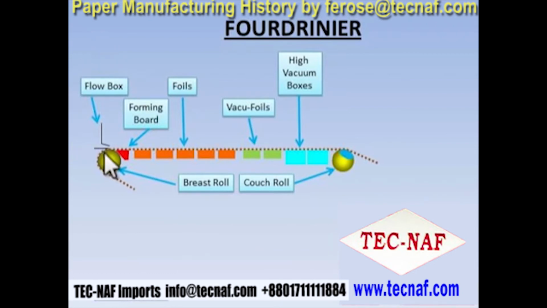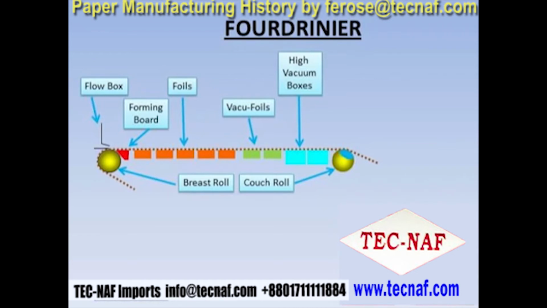Here we have a breast roll supporting the wire. The stock flows out of the flow box onto the wire. There's a forming board there initially to inhibit the drainage of the stock. As it moves along, in those days there would be table rolls. Today there will be foils to help to drain the water. Then we have vacuum foils. Then we have to start to spend money and have some high vacuum boxes linked to vacuum pumps, and then over the couch roll and off into the press section. So that's a modern version of the piece of equipment that was developed just outside of Hemel Hempstead.